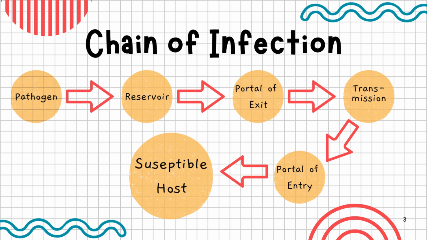And then finally it seeks a portal of entry into a new susceptible host. So this is someone whose immune defenses are compromised. So when we break any link in this chain through practices like hand washing or cleaning or using personal protective equipment like PPE that we've been practicing, or even through vaccination, we can halt the cycle of infection.